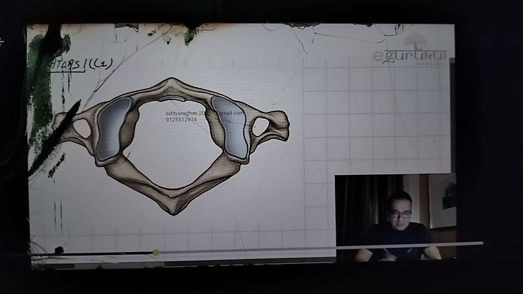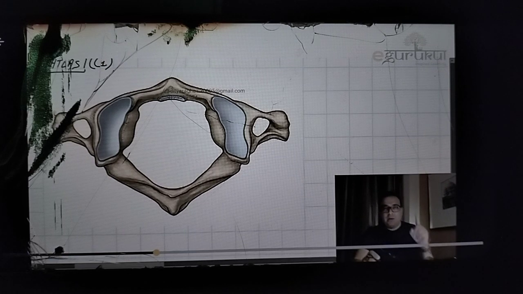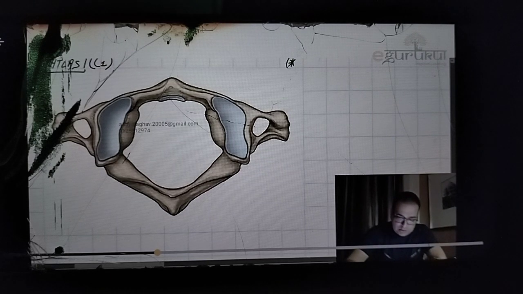What is the feature of the atlas that you see? What is the most striking feature that you see? The two most striking features: number one, there is no body. We have an arch, an anterior arch and a posterior arch, but there is no body here. Number two, no bifid spinous process.